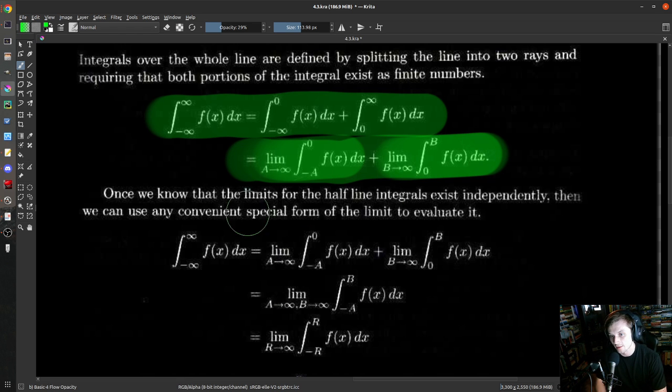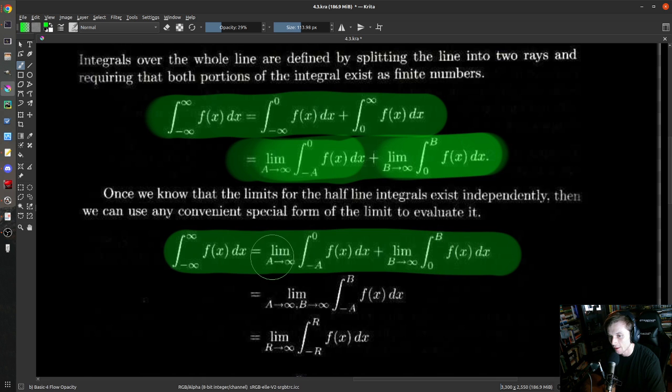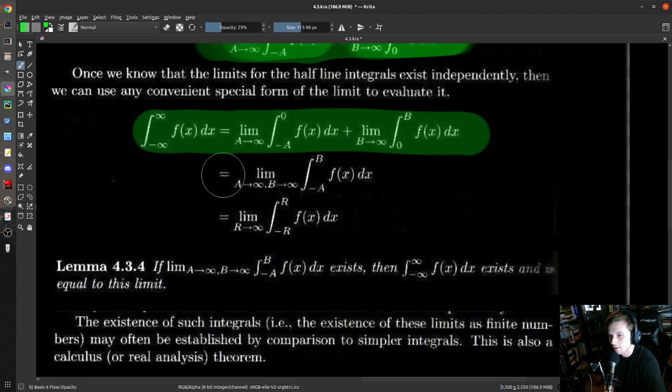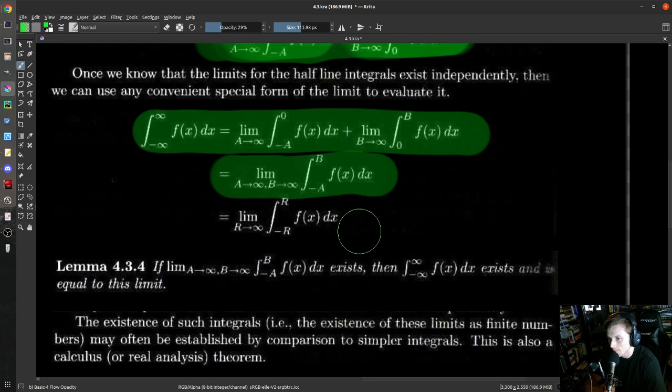So think of it like this. The integral from minus infinity to infinity of f of x dx. Well, just like we wrote, this is the limit as a goes to infinity of the integral from minus a to 0 of f of x dx plus the limit as b goes to infinity of the integral from 0 to b of f of x dx. Well, you could think of that as the limit of a and b jointly going to infinity, of the integral from minus a to b of f of x dx, right? So this is a limit where the a's and b's are like pairs, right?